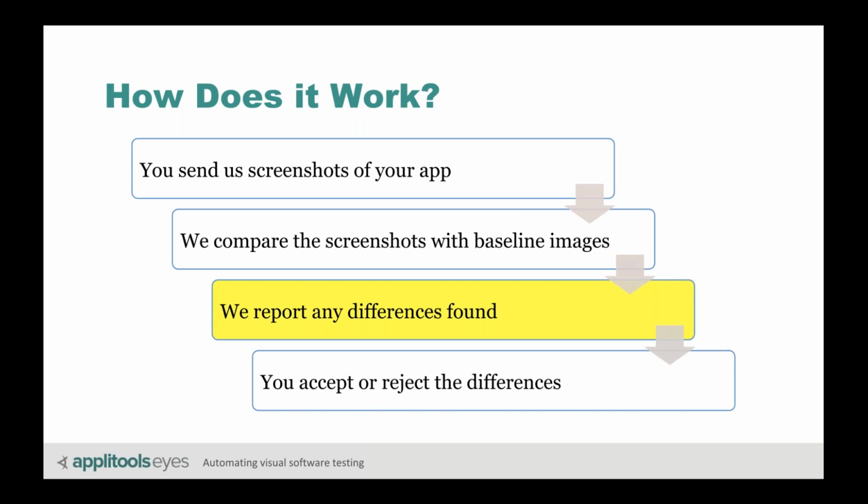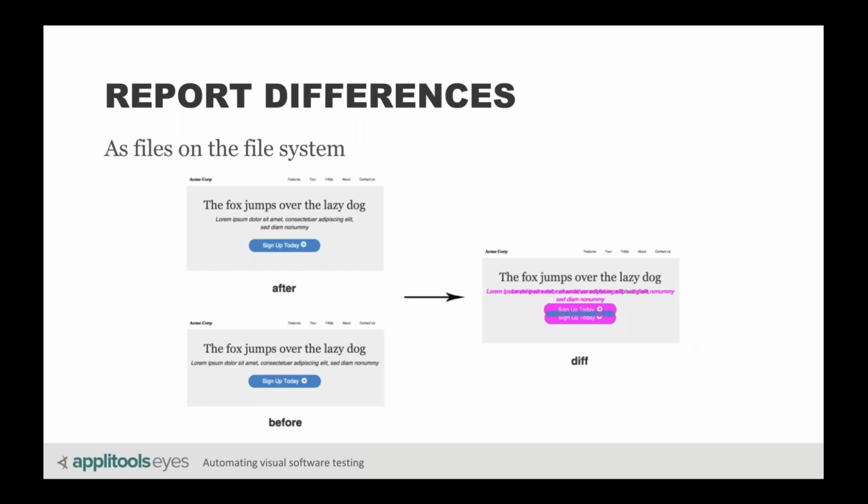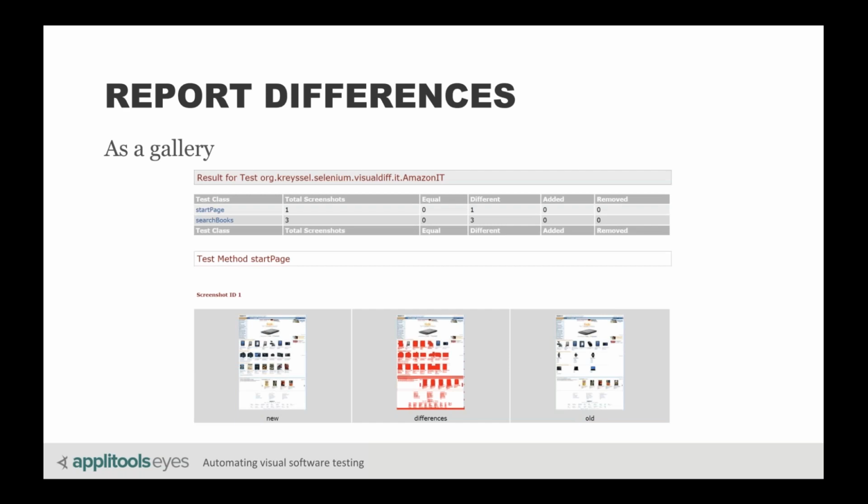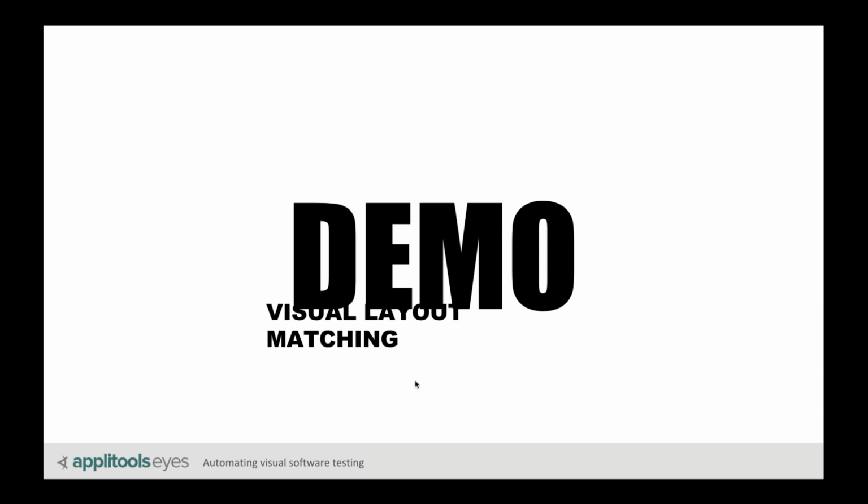But the other is the UI has changed. If the UI has changed, then that's not a bug. We should accept that image as the new baseline image. Lots of tools have reporting of differences. You can see the pink differences. They do that as files on the screen or as galleries.